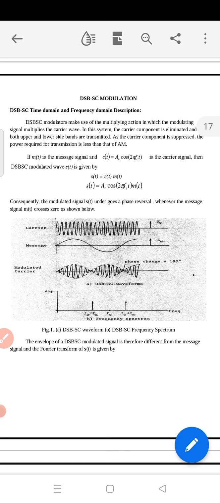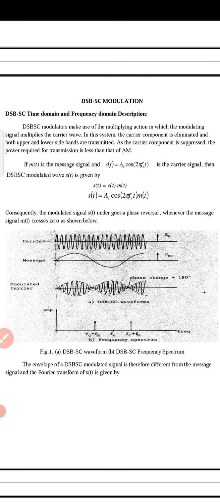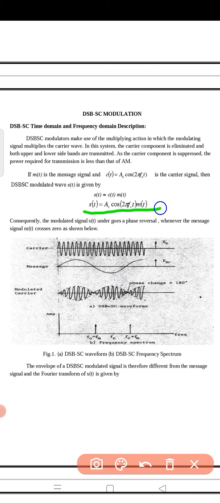Now we are coming to the second unit in the analog communication subject. In the first unit we discussed amplitude modulation. In amplitude modulation, this is the standard equation. I hope you don't forget. So this is the standard equation. Okay.